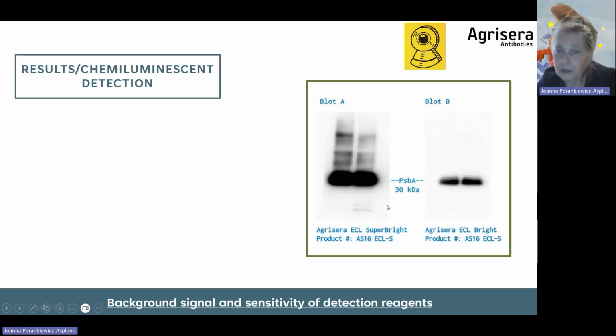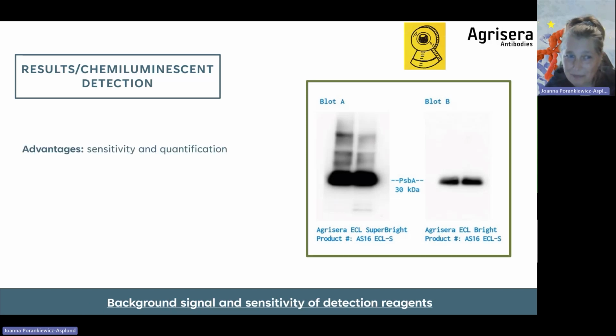So actually, you should have ECL reagents of two different sensitivities in your lab, and then you can save your blot. Because if you have too high background, you can just wash the membrane and then develop it with less sensitive ECL, as shown in this example. So your experiment is going to be saved.